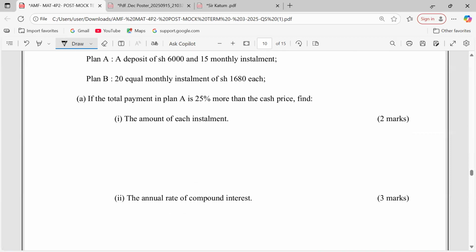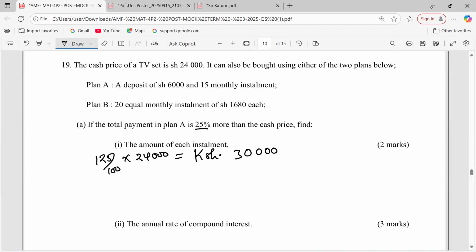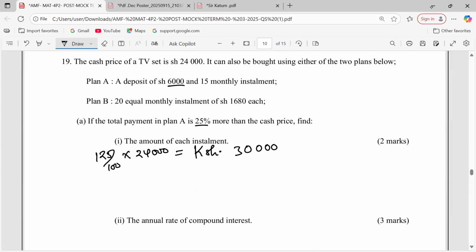find part 1, the amount of each installment. So in plan A, it's 25% more than the cash price. So 125% of the cash price, which is 24,000. How much does this give us? This is going to be 125 over 100. We multiply this by 24,000, giving us 30,000. So when you use plan A, you shall pay 30,000. And if you pay 30,000 there, and already there is a deposit of 6,000, can we check the installments?